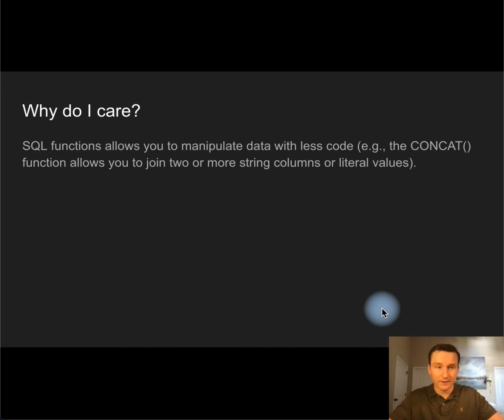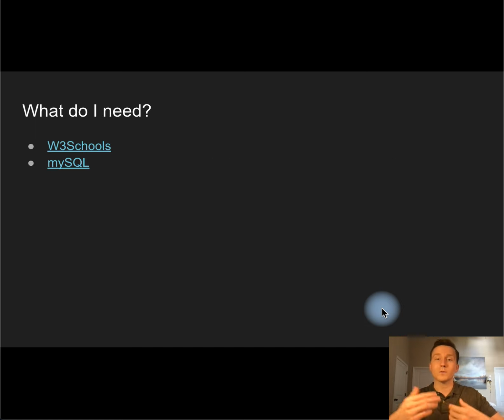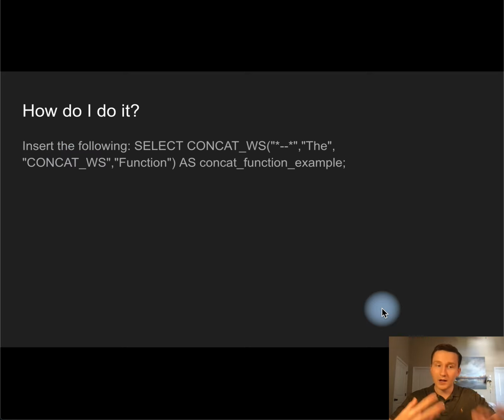So why do I care? SQL functions allow you to manipulate data with less code. The concat function allows you to join two or more string columns or literal values. What do I need? W3Schools and MySQL. How do I do it? Insert the following command into your editor. Select concat_ws, and then fill in the rest.